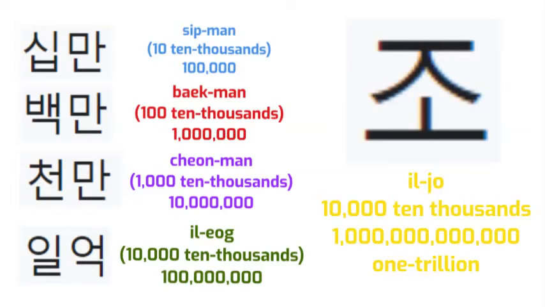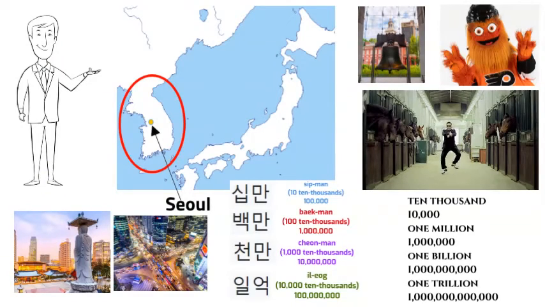For native English speakers who learn Korean later in life, or native Korean speakers who learn English later in life, translating the names of these very large numbers is one of the hardest things to get right without having to think really hard about it.